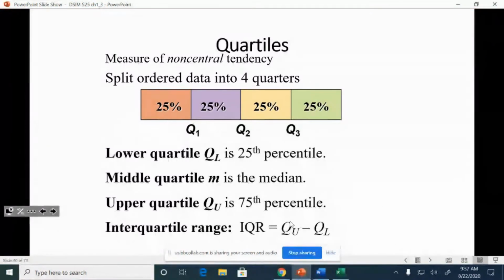All right, so we also have measures of non-central tendency. We have the interquartile range. So we have our lower quartile, which is our lower 25%, and our upper quartile, which is the 75% above, and we have the middle quartile.